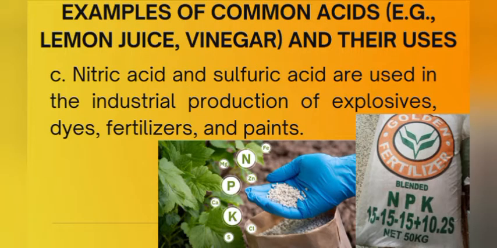Alright? And they are also used in production of explosives like bombs, and also dyes, the dyes that we use as a coloring agent for our clothes, and also paints, azo dyes. There are different types of dyes. Azo dyes, they are basic dyes that are used in production of paints and dyes.